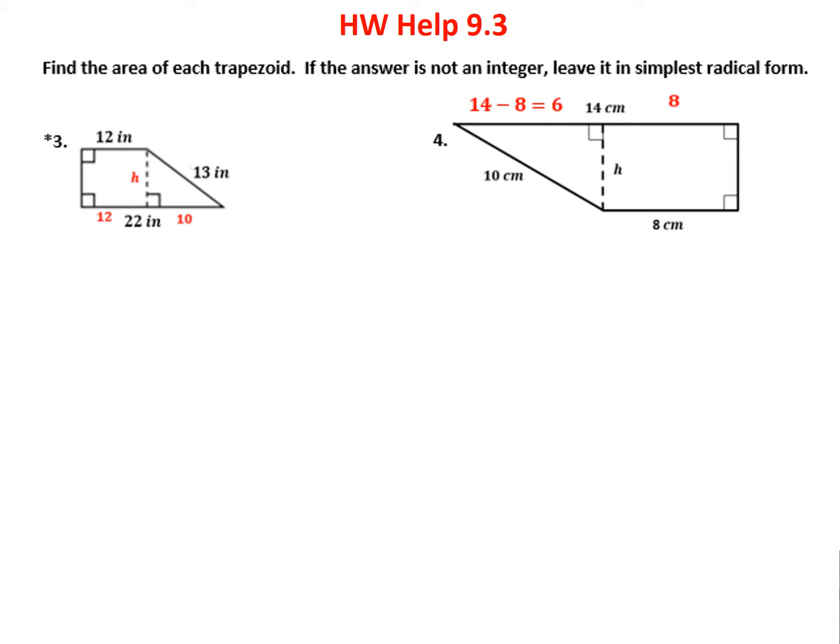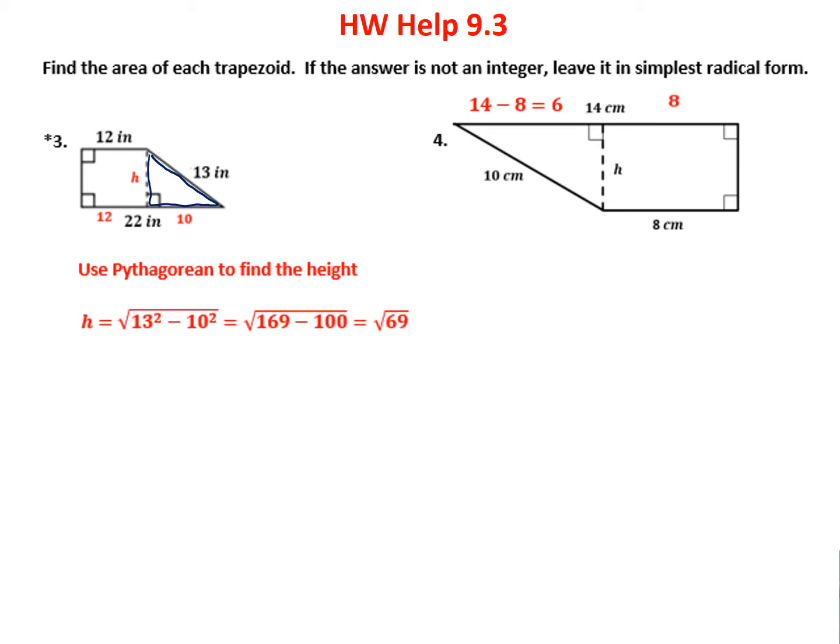In problems 3 and 4, we have a similar situation, except this time we have to find the height. The height is not given. So we're going to have to determine the height. And to do that, we're going to need to use the Pythagorean theorem. All right. And notice I'm looking at the height here. And so what I do is I'm looking for the triangle. Here's my triangle right here. It has h, 10, and 13. So I can use the Pythagorean theorem to find out what h is.